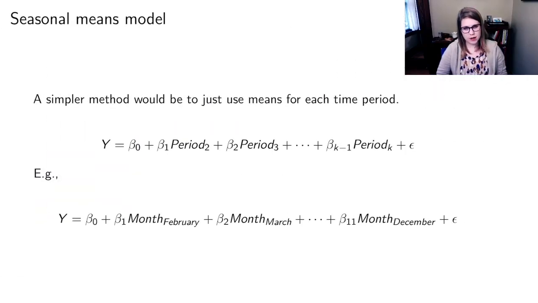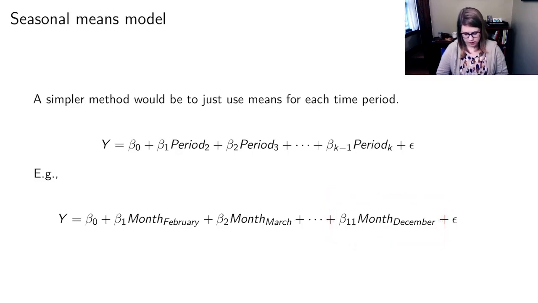So another type of model that's good for periodicity, but is much simpler, is called a seasonal means model. With this one, we would just use the means for each time period. For example, if we were thinking about the monthly Danish butter imports, we could have a model with a beta 0 plus beta 1 for the month of February, beta 2 for the month of March, up through beta 11 for the month of December.